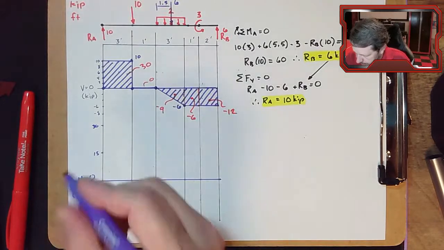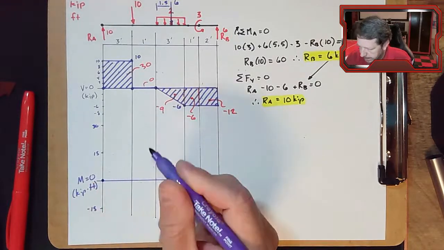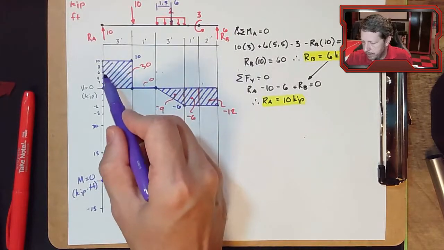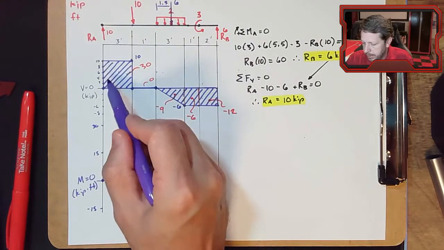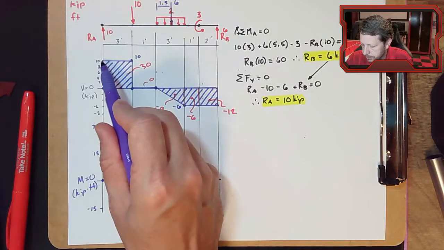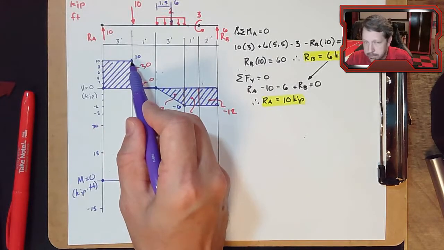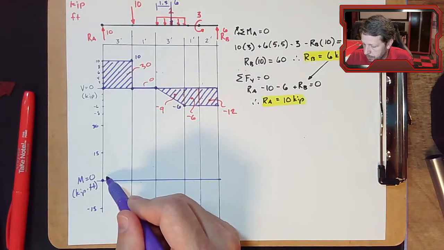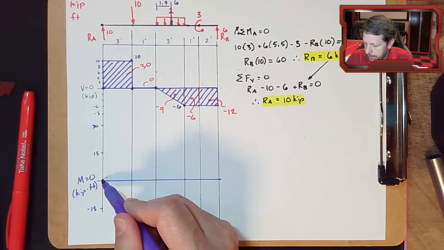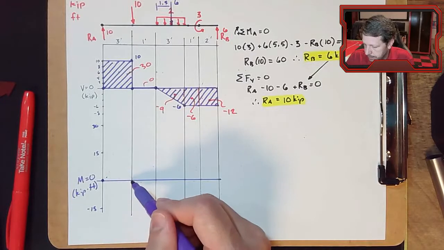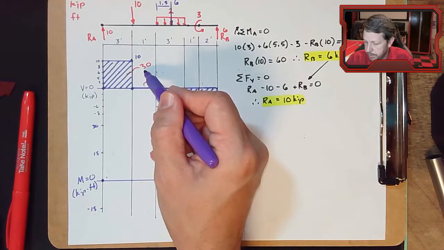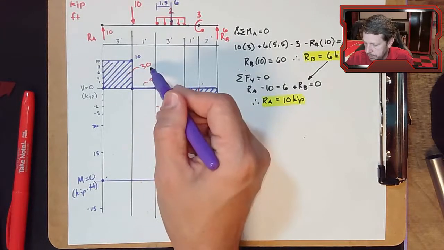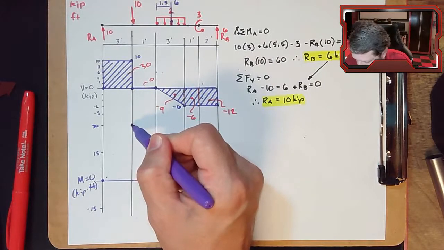All right, we start at 0, and we have an area in our shear diagram that is a constant shear. From here to here is a constant shear. That means we have a constant slope, and the total change from this point to here is the area under that shear diagram, which is 30. So we're going to go up to here.